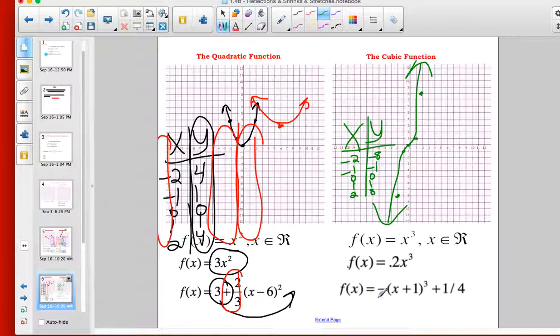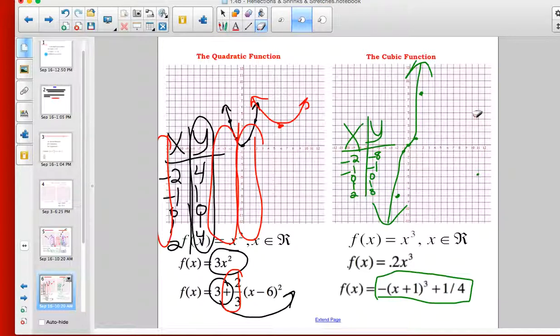So if I looked at this one, I am going to first reflect it. And this is a reflection over the x-axis because it's on the outside. And when it reflects over the x-axis, like this point right here, reflected over the x-axis, the x value doesn't change. It's the y value that changes. So here, since it's on the outside, we're just going to make all of our y values the opposite.